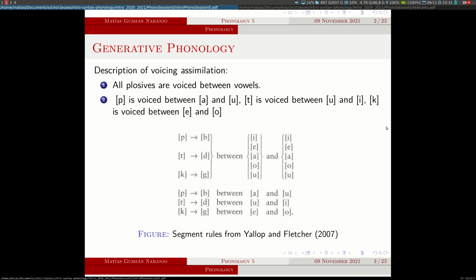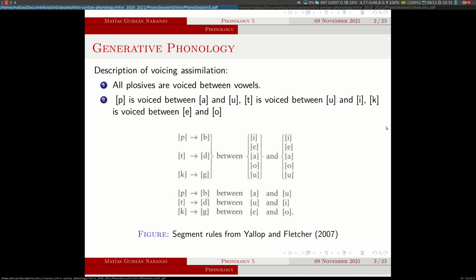Take, for example, this process in Cree. So, in Cree, the phonemes P, T, and K become B, D, and G in a specific context, namely between two vowels. This is a type of voicing assimilation, as we discussed in the last class.